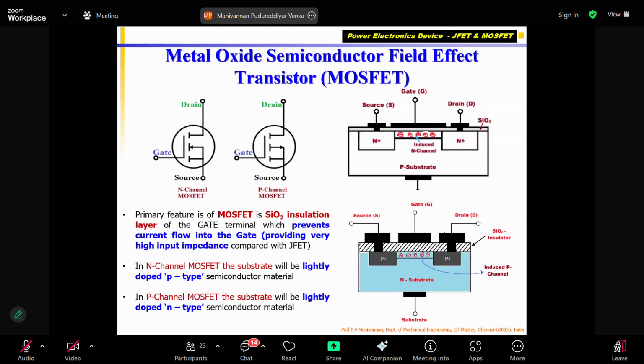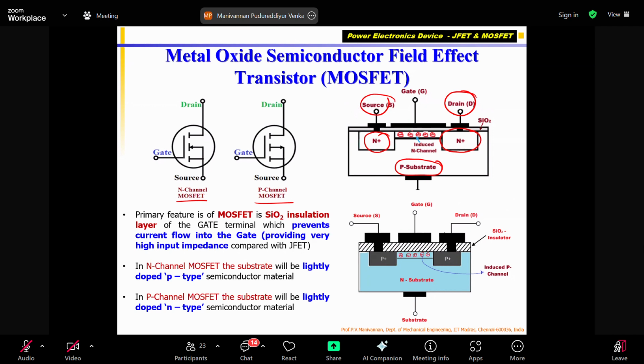Now, I told you there are two types of MOSFET. One is called N-channel, the other is called P-channel MOSFET. So if I say N-channel MOSFET, the main base material is a P material on which two heavily doped N regions are there. They are attached to a metal contact. Wires come out as terminals. One is called source, the other one is drain.